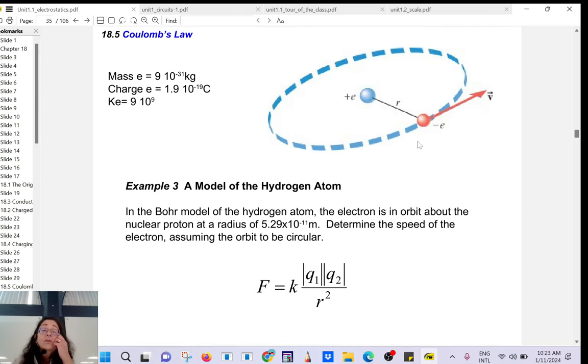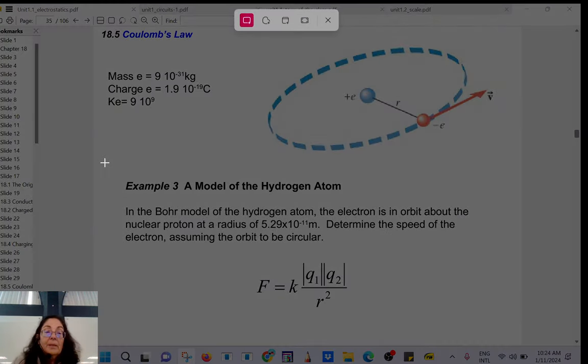Okay, so let's try to do that. This is a hydrogen atom. Of course, this is simplified a lot. You are not taking into account quantum physics. We just say everything happens like the electron is orbiting the proton. It's not that simple, but it's just a simplification. So you want to try to do this one? You can talk, you can help each other, talk to each other.